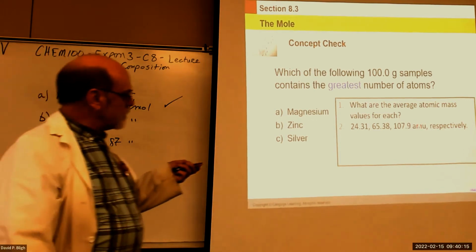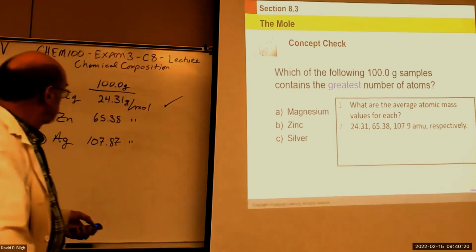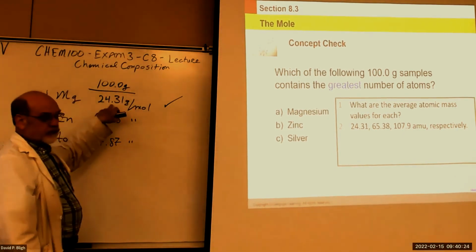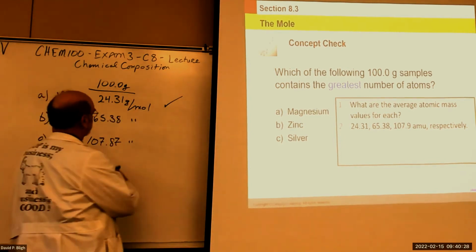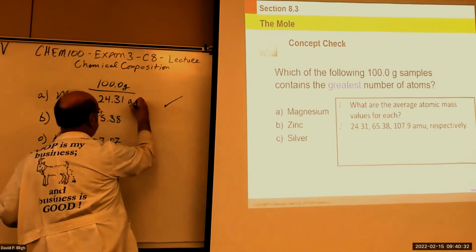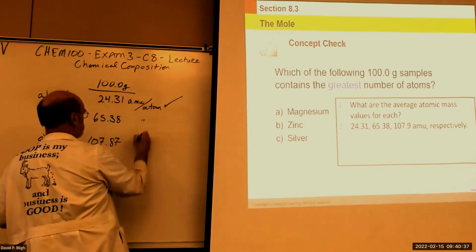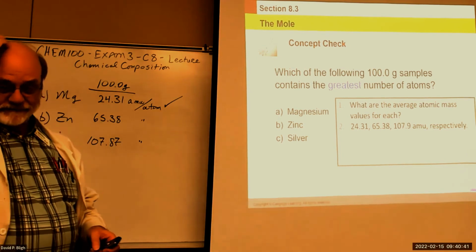Well, the example here used atomic mass units, which is fine for comparison purposes. Right? So this is 24.31 atomic mass units per atom. Let's do it that way. Atomic mass units per atom. There we go. And you get the same result.